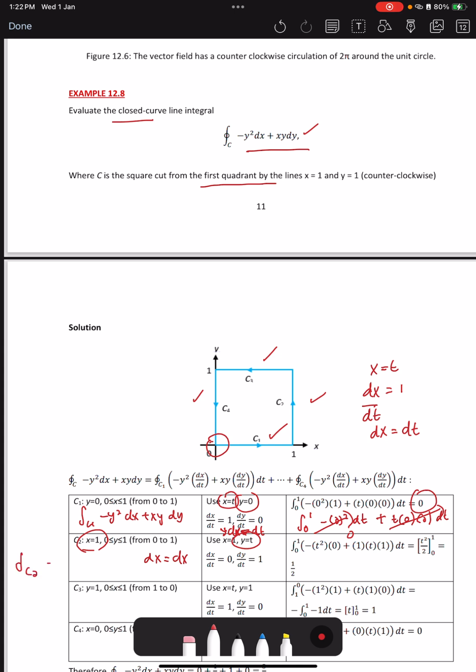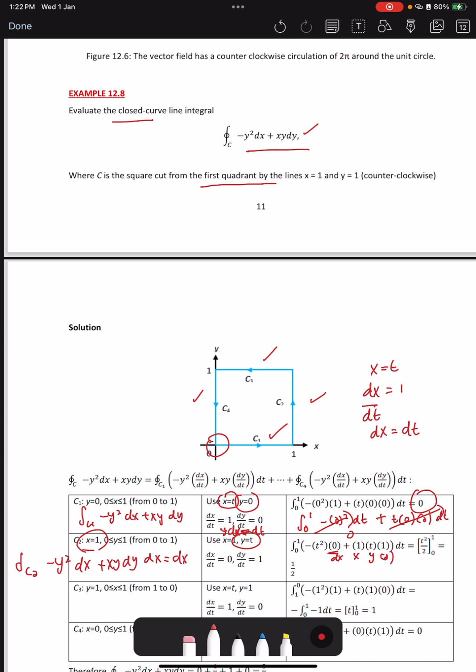So here you transfer C2, negative y2 dx plus xy dy. You transfer that negative y2, which is y equivalent to t, right? Negative y power of 2, negative t power of 2, and then dx. dx is 0. And then xy, x is 1, y is t, multiply with dx, dx is 0. So you will be left with this one only. So when you integrate, you will get this answer.